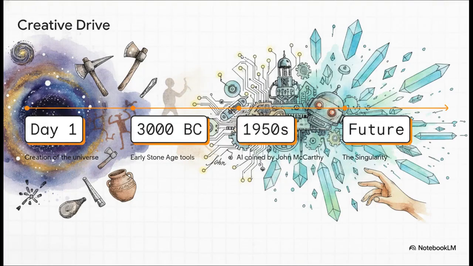If you trace this creative drive through history, you see it build incredible momentum. Starting from the dawn of time with the creation of the universe, moving through 3000 BC with early Stone Age tools, we eventually arrive at a massive inflection point in the 1950s. Mankind begins seriously trying to build something that can think and behave like a human. And, as Fisher Test notes with a bit of humor, it's just pure coincidence that the term artificial intelligence was first coined by a human literally named John McCarthy. Because it is made by man and not God, we call it artificial.